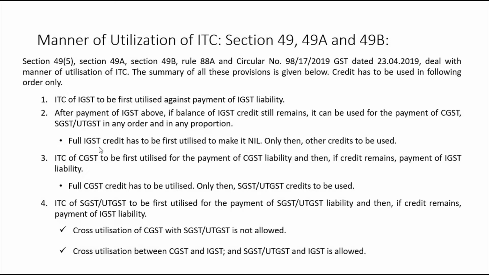Full IGST credit has to be first utilized to make it nil. Only then other credits are to be used. It means that you have to first utilize IGST credit for the payment of IGST liability and make it zero, and if IGST credit still remains, you can use it for the payment of CGST liability or SGST liability or UTGST liability. Is it clear?